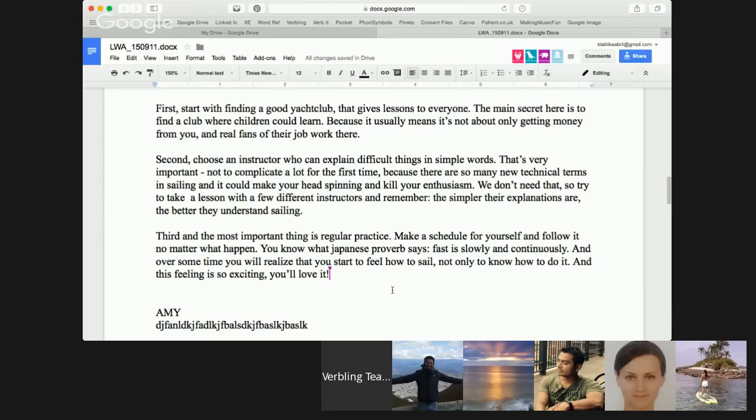Third, and the most important thing, is regular practice. Make a schedule for yourself and follow it no matter what happens. You know what a Japanese proverb says? Fast is slowly and continuously. And over some time, you will realize that you start to feel how to sail, not only to know how to do it. And this feeling is so exciting.